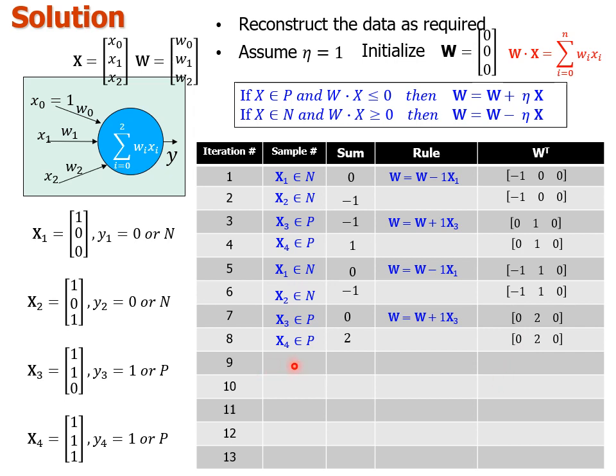In the next iteration, x1 is presented again, and the sum comes out to be 0. The weight vector is updated as w equal to w minus 1 into x1.